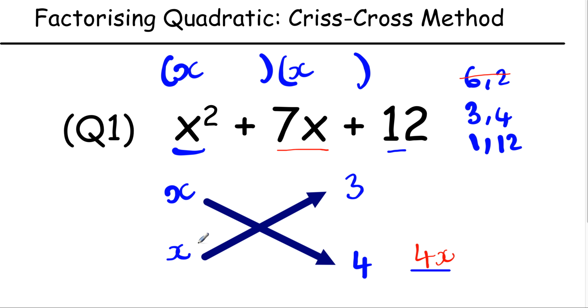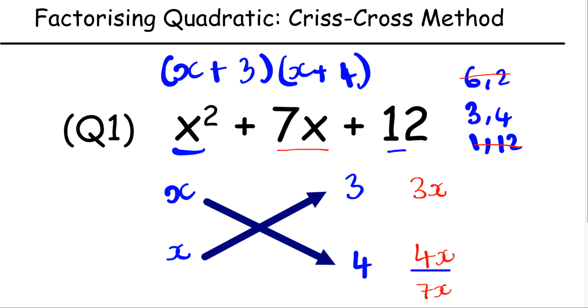That's 4x. Let's go and do x times 3. That's 3x. Let's sum them together. Okay, that's going to give me 7x, and that's our middle number. So our correct set of factors are 3 and 4. So I'm going to just pop down 3 and 4 there. They are both positive, and therefore we factorize the first one.